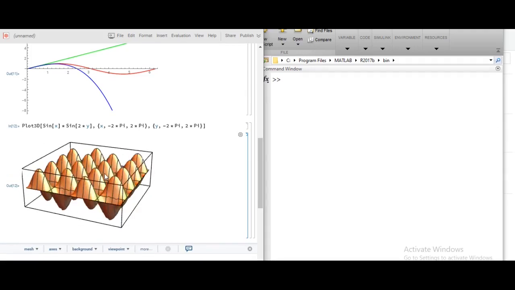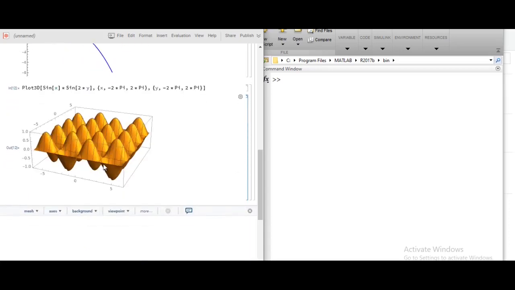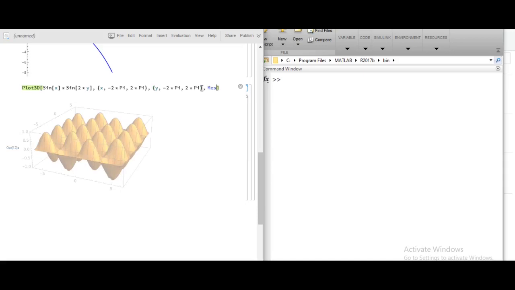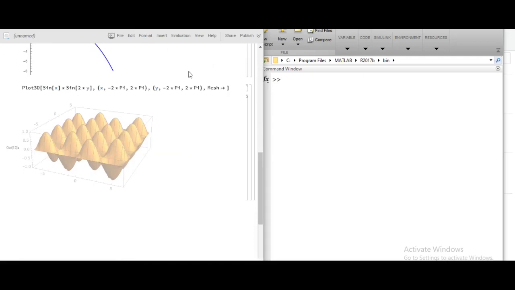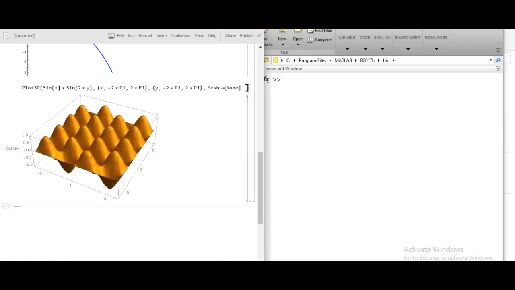Okay, there are meshes also, so we can write here mesh. And then again, without mesh we are having this.